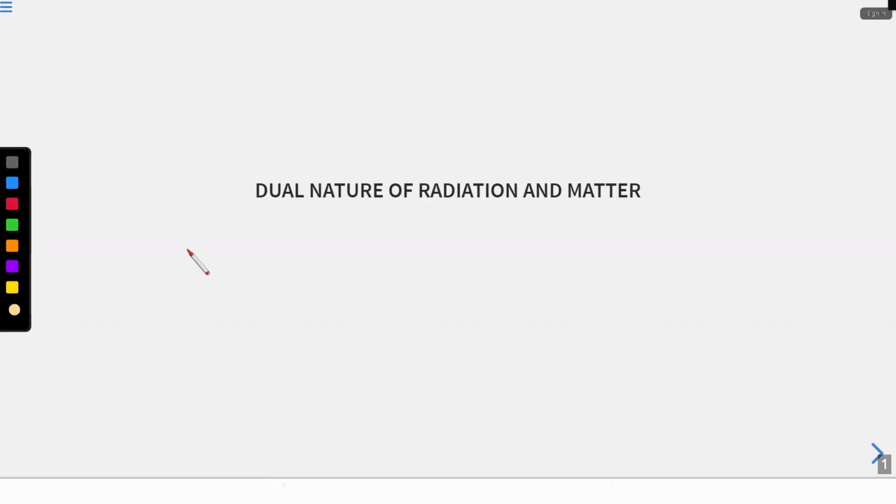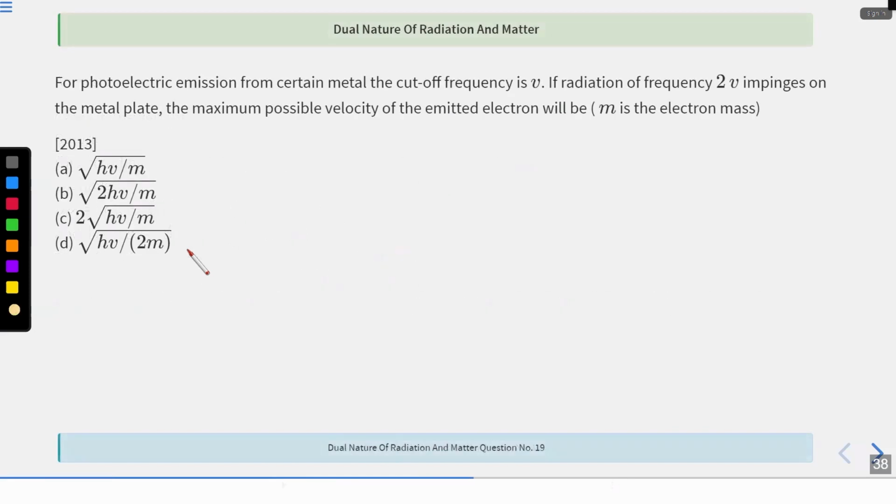I'm pursuing my BTech in computer science, and today I'll be covering a few questions on dual nature of radiation and matter. Okay, so the first question for today is, for photoelectric emission from certain metal, the cutoff frequency is V. If radiation of frequency 2V impinges on the metal plate, the maximum possible velocity of the emitted electron will be, m is the mass of the electron.